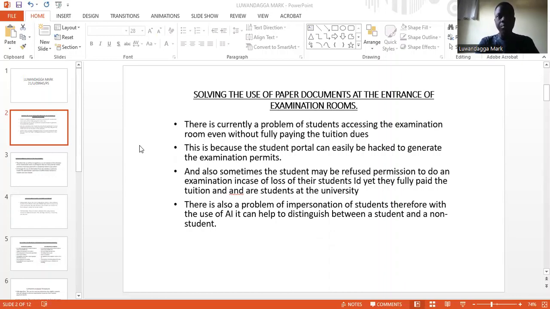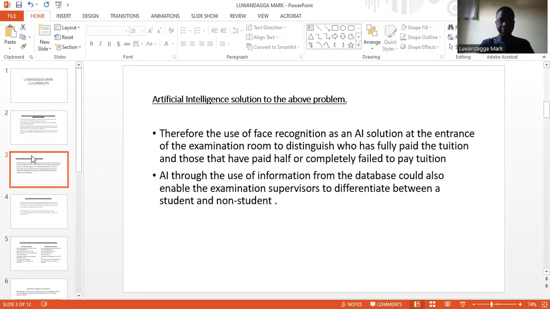This is somehow unfair to people who have paid their tuition, compared to those who have not yet paid. Sometimes even people impersonate, and the invigilators can't tell whether this is the very student or not. So my AI problem is entrance at the examination room, and now the next slide.